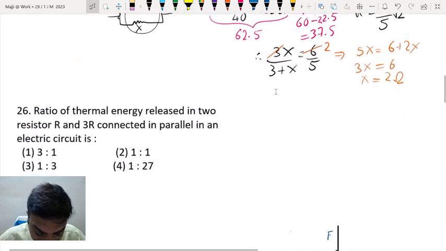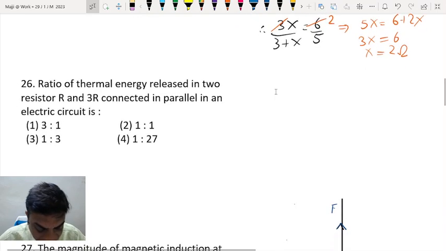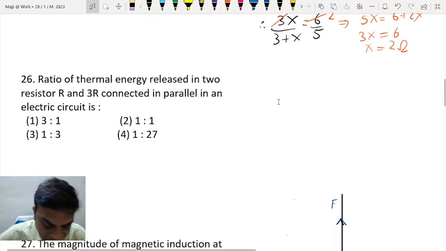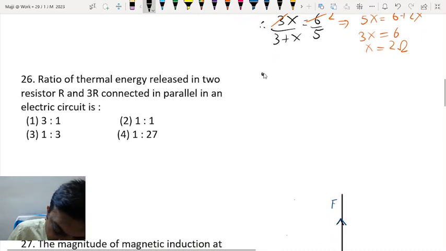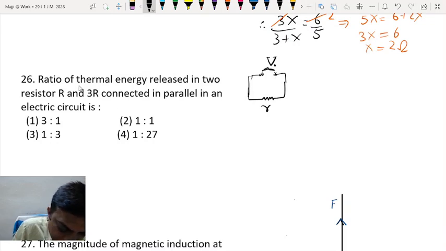The ratio of thermal energies in two resistors R and 3 connected in parallel in an electric circuit is. If the resistors are connected in parallel, that means voltage remains the same. Let us take the voltage as V naught. If R is the resistance, then the ratio of thermal energy released, in fact, we are calculating the thermal energy released per unit time.